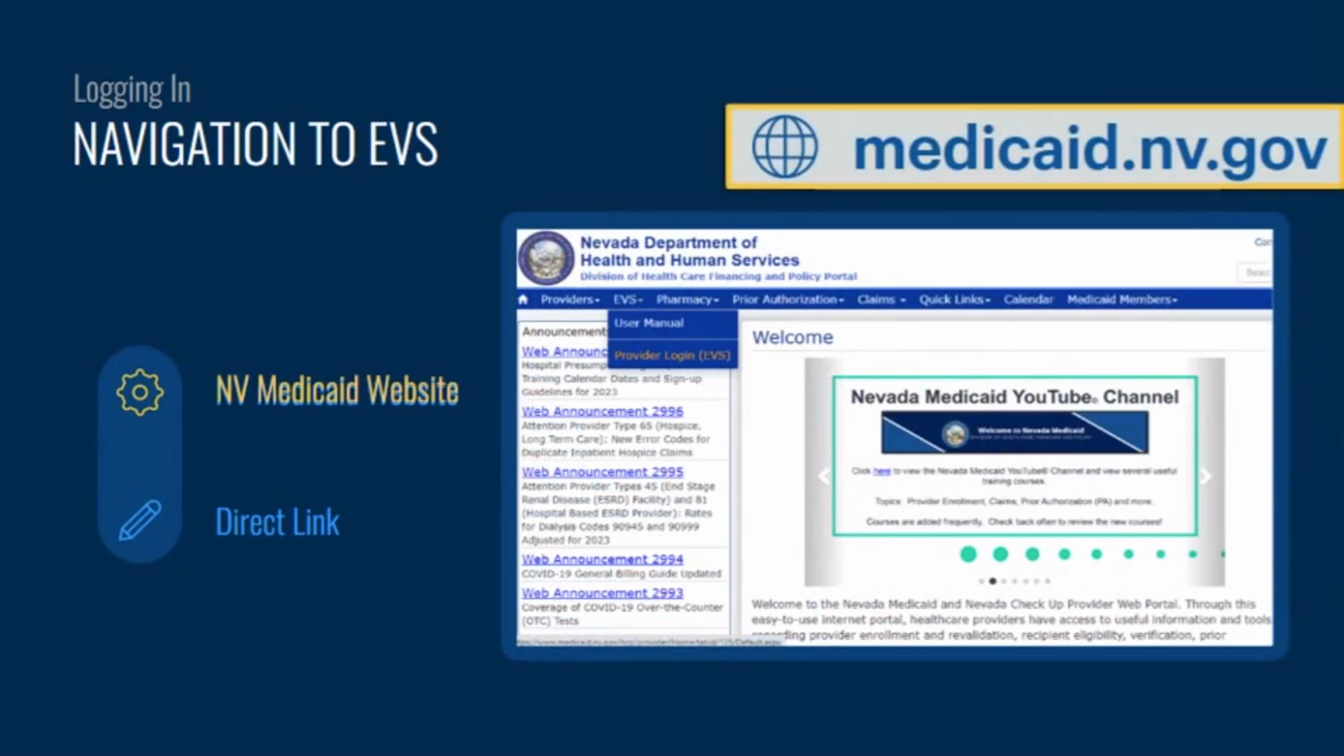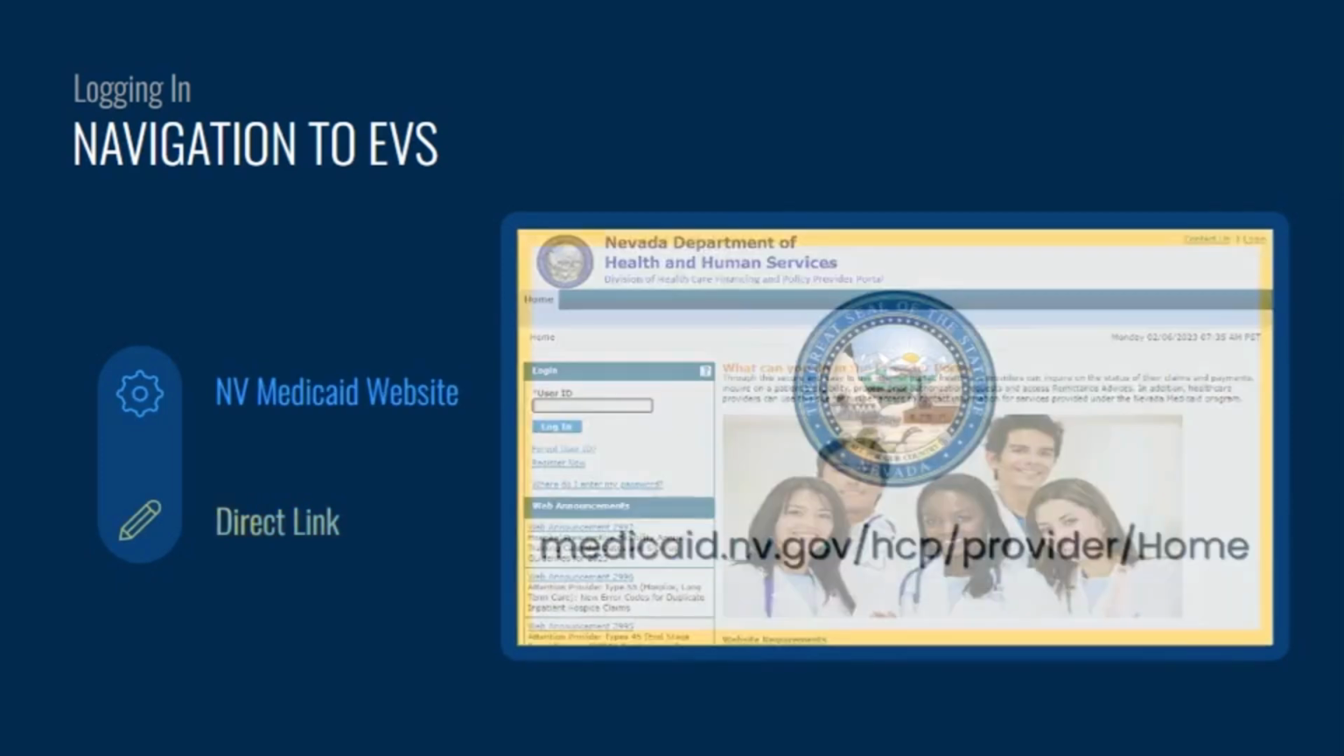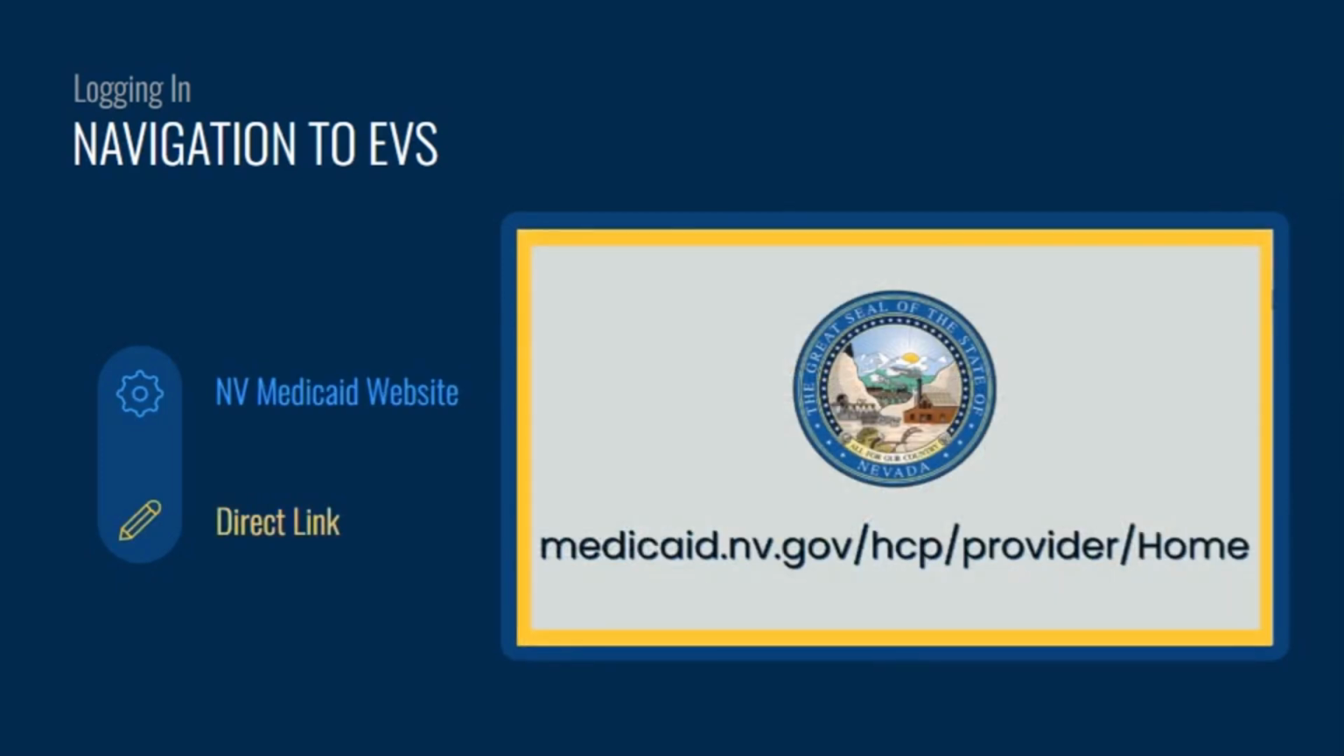First, navigate to the Nevada Medicaid website by visiting medicaid.nv.gov. Next, click the EVS tab in the navy blue navigation bar at the top of the page. Finally, click the second choice, Provider Login, EVS. Typing the direct link into the URL bar of your chosen web browser will also take you to the EVS provider portal. The link is shown on your screen, medicaid.nv.gov/hcp/provider/home.